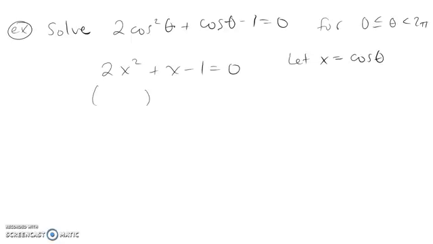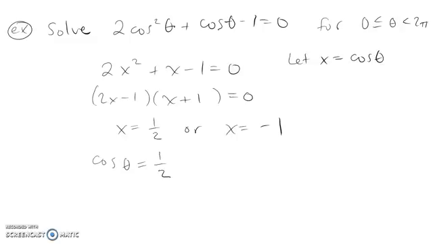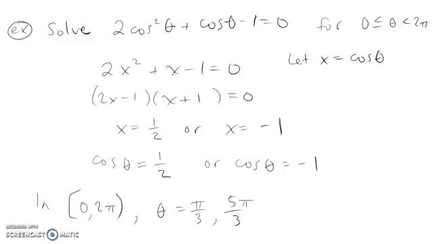It's just a quadratic. How do we solve that? Well, we factor. We get 2x minus 1 times x plus 1 equals 0, and that leaves us with x is a half, or x equals negative 1. So then we're going to plug back in, so that means cosine theta is a half, right? Or cosine theta equals negative 1, yeah? So again, in 0 to 2 pi only, right? Angles that have cosine 1/2 are pi over 3 and 5 pi over 3. And the angle that has cosine negative 1 is just one, and that's pi.